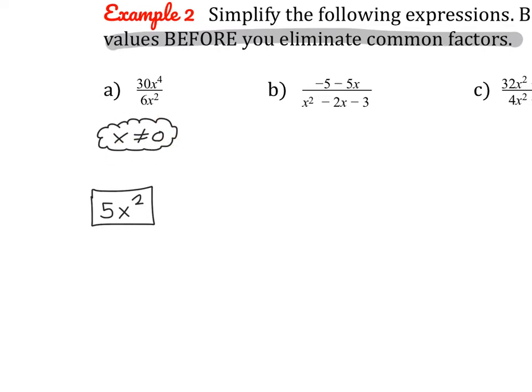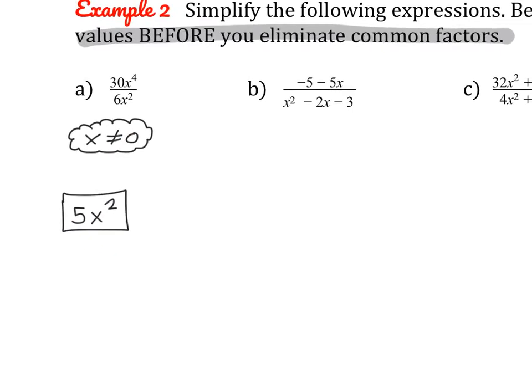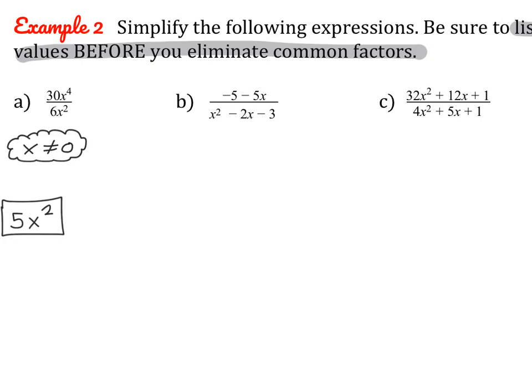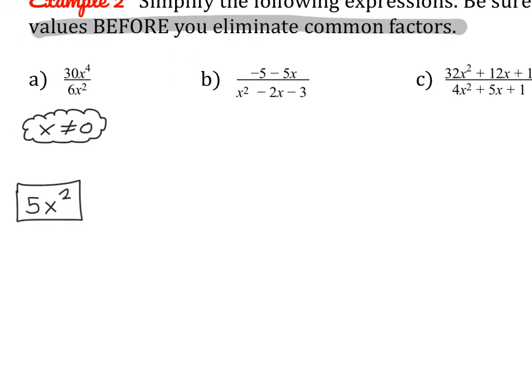So this is why it's important that we list the excluded values first, because if you look at what our final result is, there's no denominator, so we wouldn't know that this is an excluded value. Okay, let's look at part B.